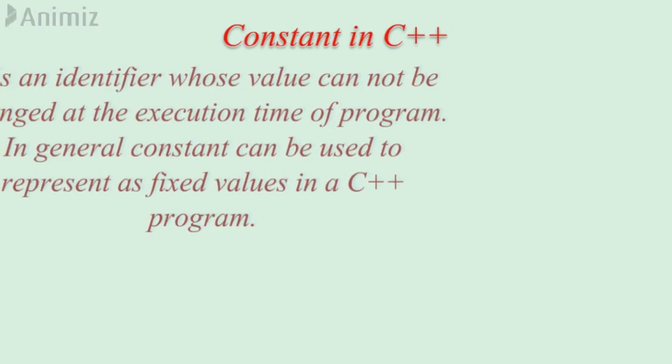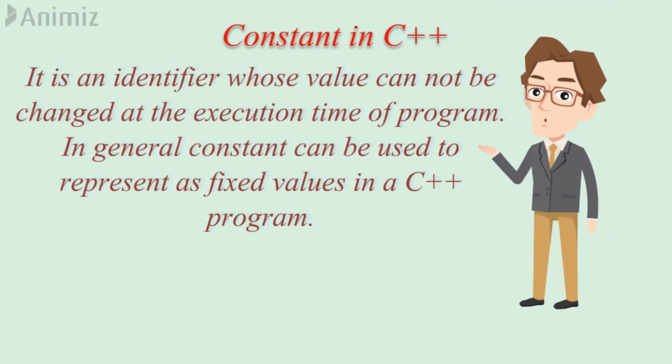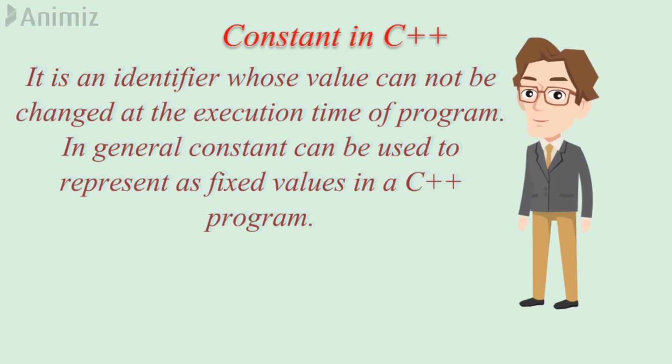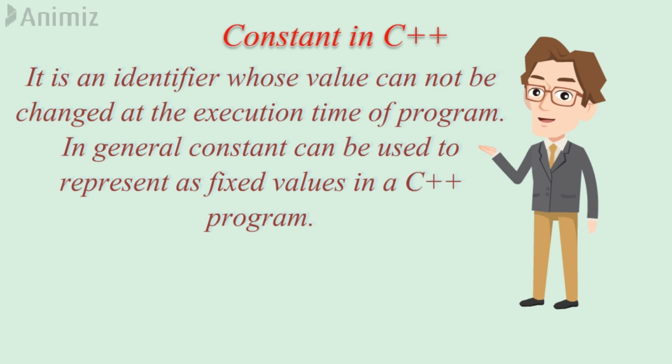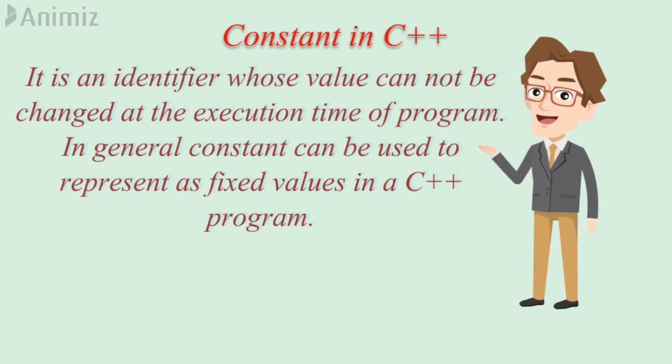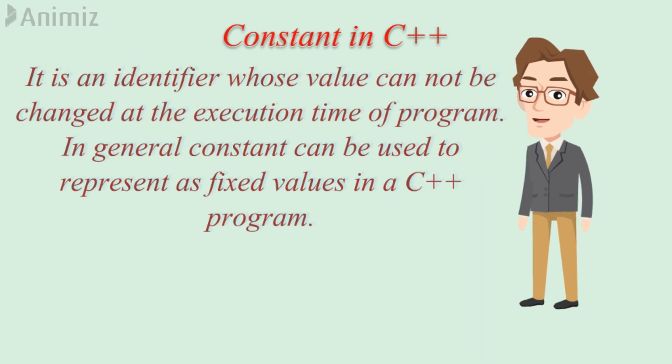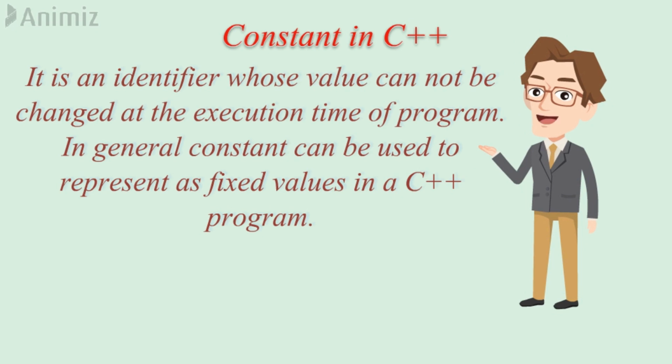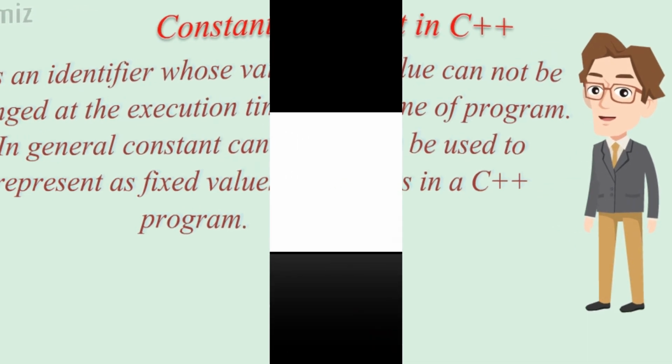Constants in C++. A constant is an identifier whose value cannot be changed at the execution time of a program. In general, a constant can be used to represent a fixed value in a C++ program where the value cannot be changed, whereas a variable's value can be changed at any point of time.